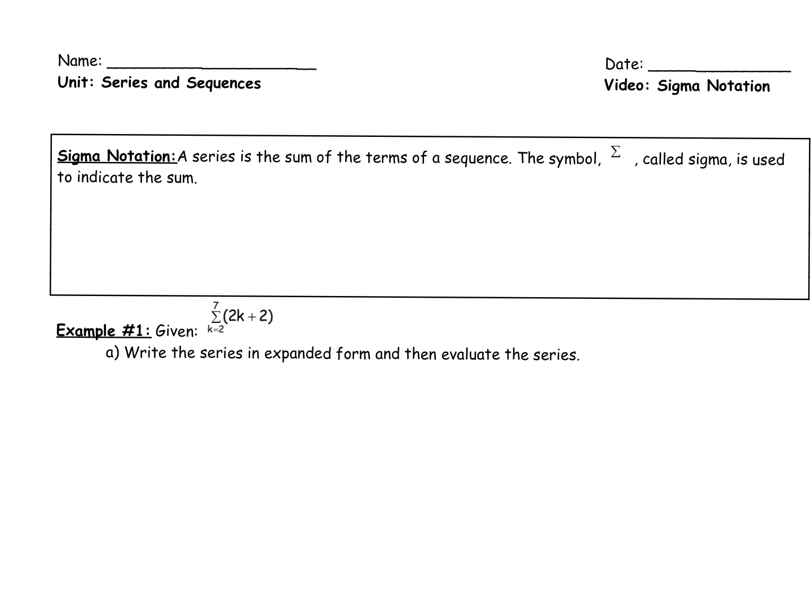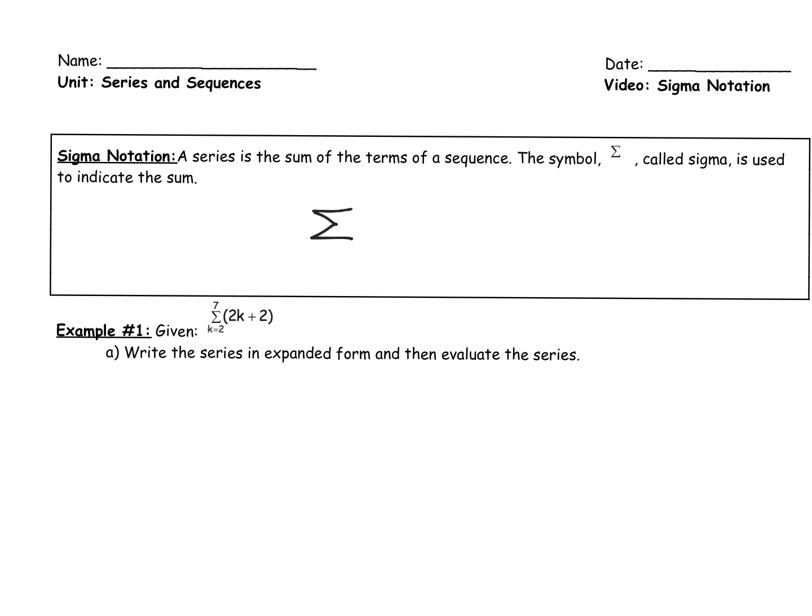Hi everyone. In today's lesson, we're going to talk about summation, but this time we're going to use something called sigma notation. Sigma notation is when we have a series that is the sum of the terms of a sequence. The symbol, called sigma, is used to indicate the sum. So when you see this sign, this means to take the sum of any sequence.